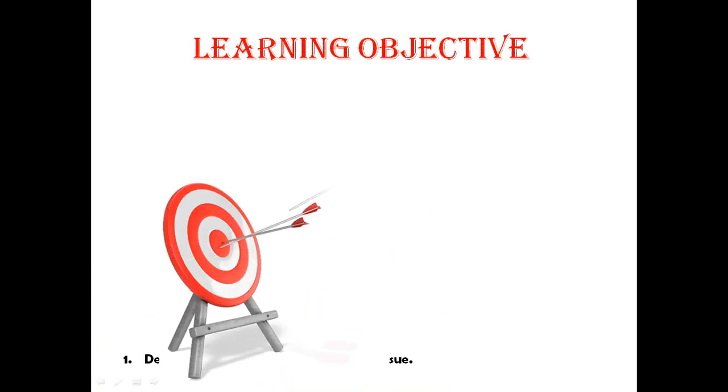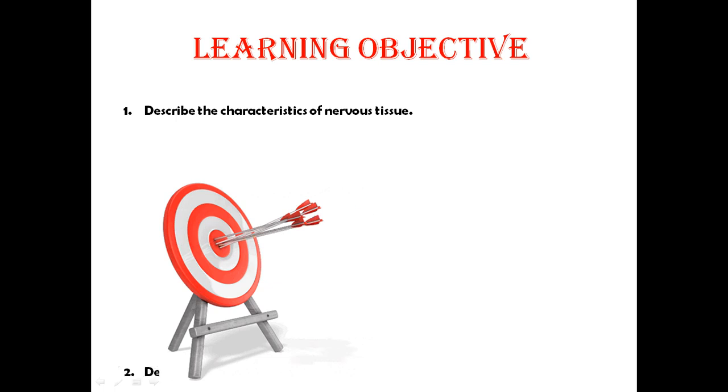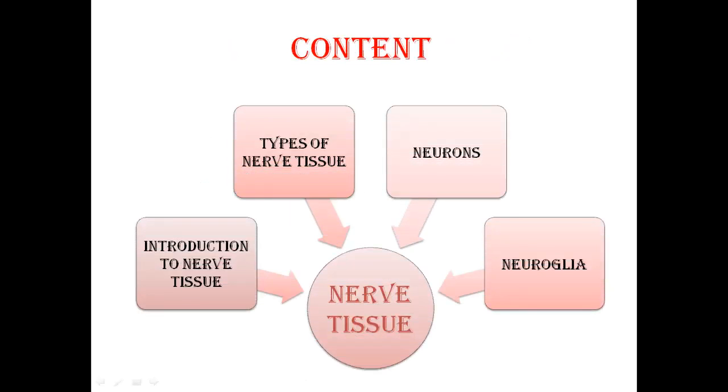Learning objective is to describe the characteristics of nerve tissue and describe types of nerve tissue. Content of nerve tissue is introduction to nerve tissue, types of nerve tissue, neurons and neuroglia.